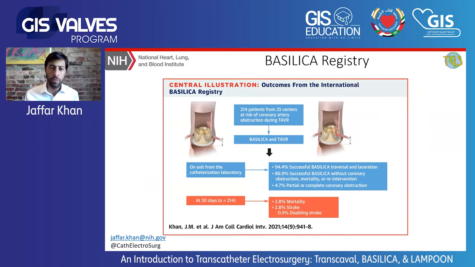And the key take home here is if you look at 30-day outcomes, mortality and stroke at both 2.8% are very similar to what we see in the TVT registry in patients who are not at risk of coronary obstruction. And the key here is you're taking patients who are at risk of coronary obstruction, who may have up to a 50% mortality, and you're making their risk the same as patients who are not at risk of coronary obstruction with this procedure. And I really think that is a big step forward for these patients.